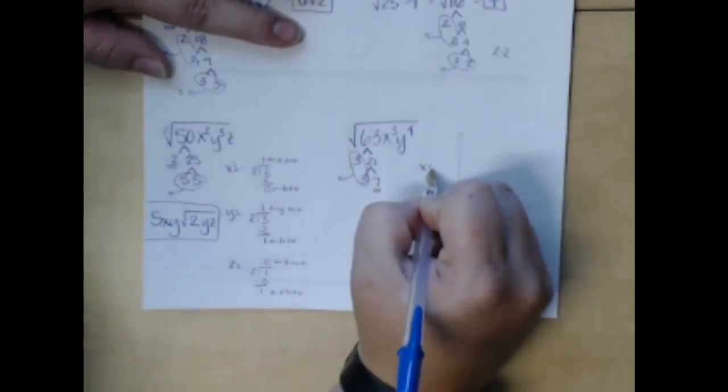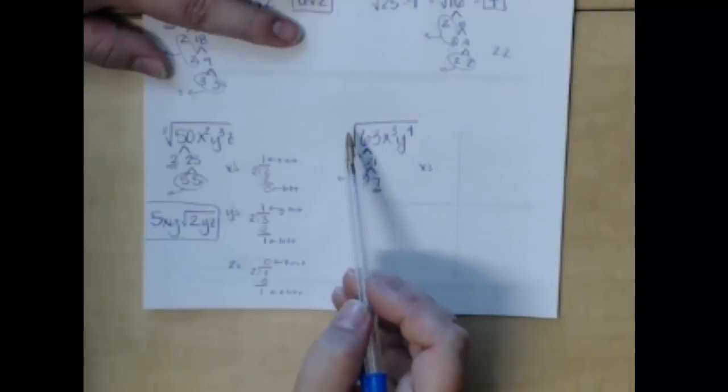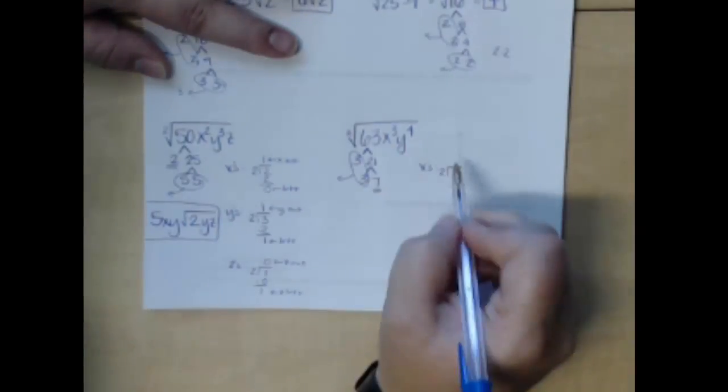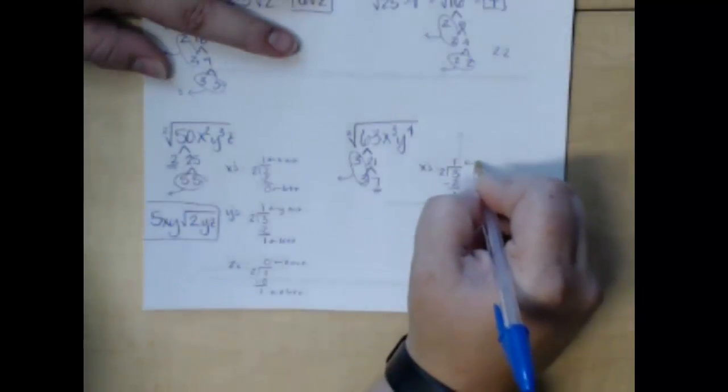So then I want to look at my variables. For my x's, I have 3 x's, right? And this is a square root. So if it's a square root, I need copies of 2. So how many times does 2 go into 3? 2 goes into 3 one time. 2 times 1 is 2. And it's going to leave me with one remainder. So I can take one x out, and I have one x left, right?